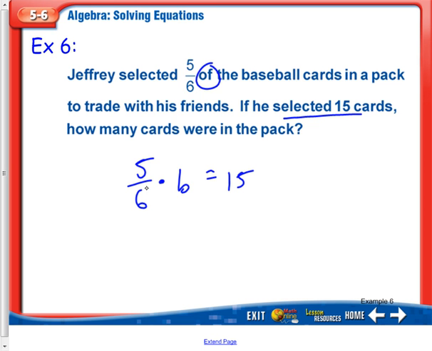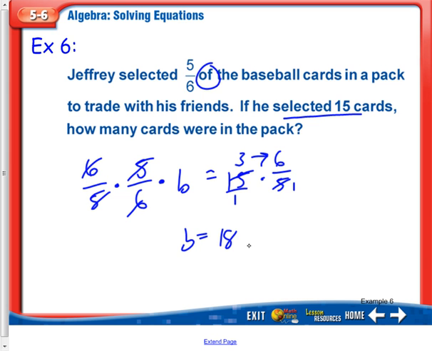All right, so now we need to divide by 5/6, but we don't divide by 5/6. We're going to multiply by the reciprocal, 6/5. Whatever you do to one side, you have to do to the other. Okay, so let's cancel out our 6s and our 5s. We're left with B, and let's write 15 as 15 over 1. Let's cancel our 5 and make it a 1. 15 will go to a 3 because we're dividing by 5. Now I can multiply straight across. We can say 18 cards were in the pack.